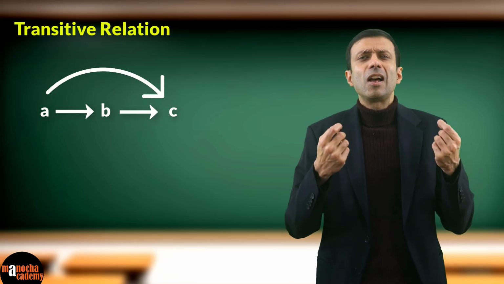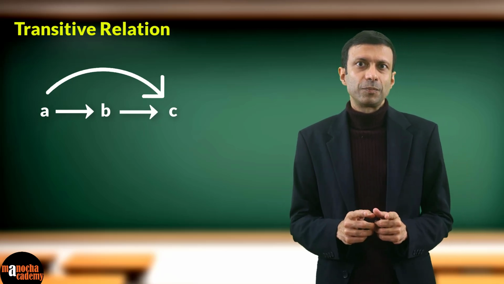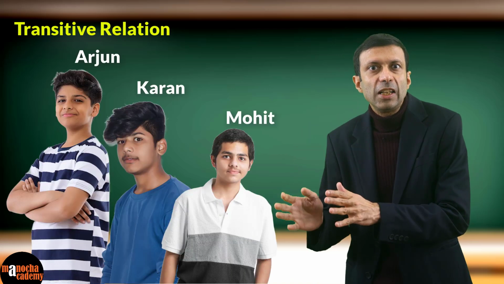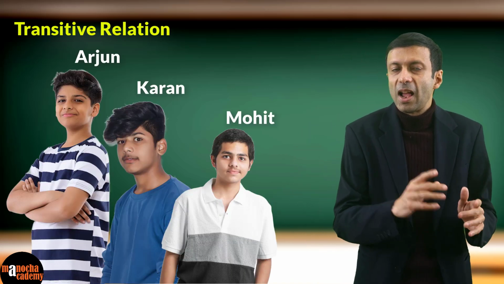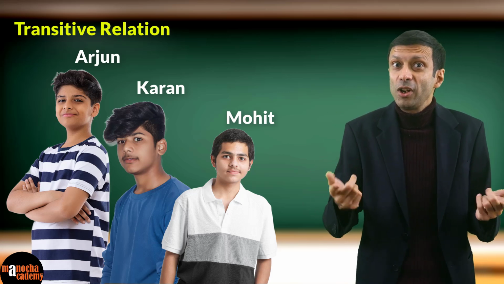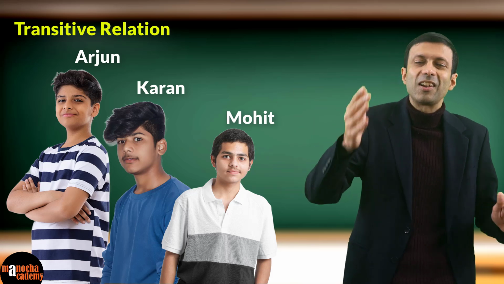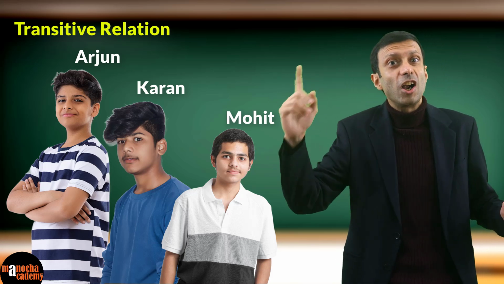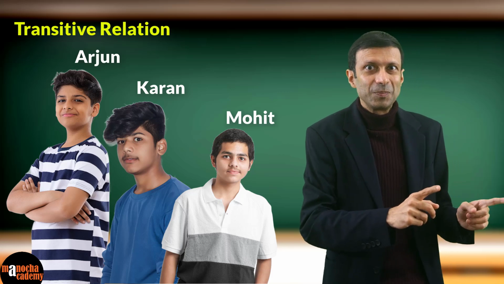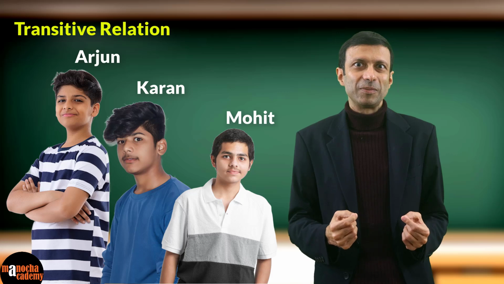For example, in a class of students, let's consider the relation "is taller than". Let's say Arjun is taller than Karan and Karan is taller than Mohit. Then Arjun has to be taller than Mohit, right? Because Arjun is taller than Karan, Karan is taller than Mohit, so Arjun is taller than Mohit. So "taller than" is a transitive relation.